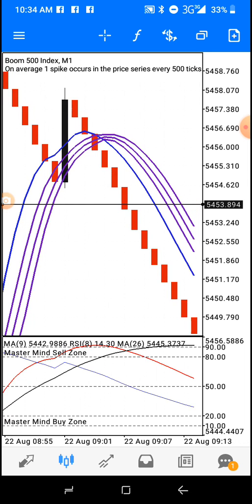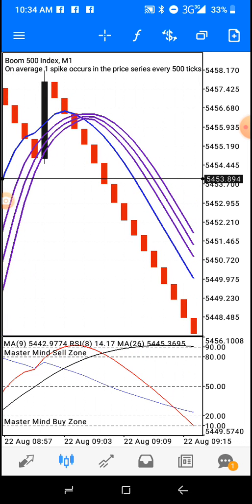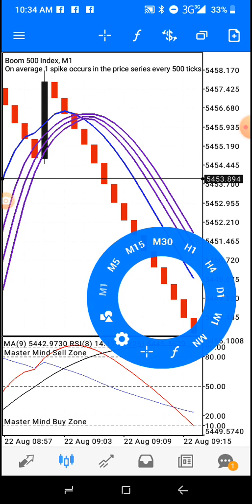You see how they touched? When they touch like that, you should get out of the market. You should not be greedy.